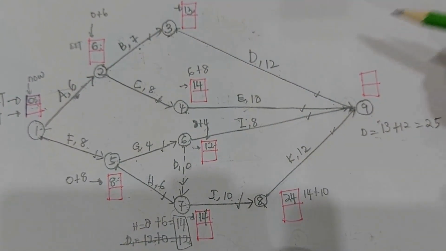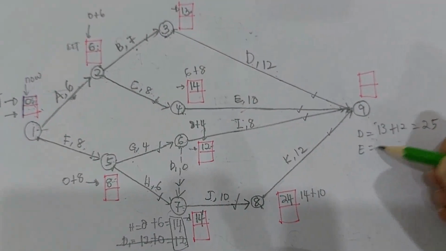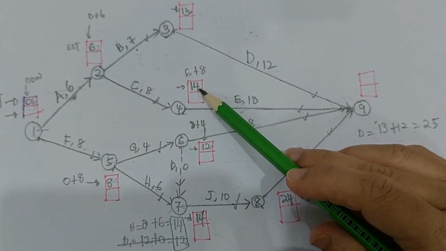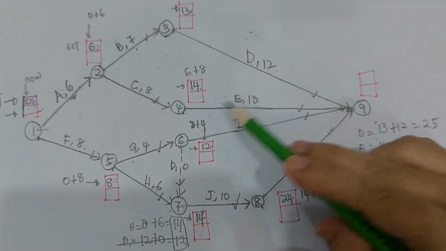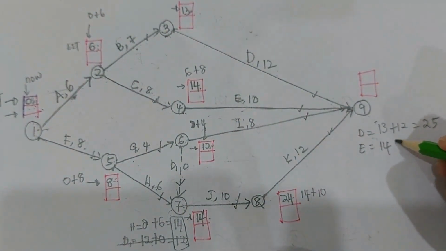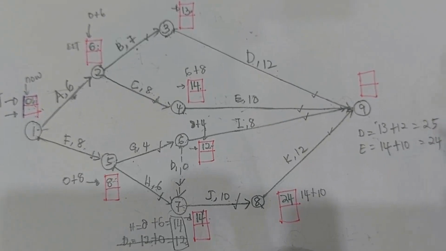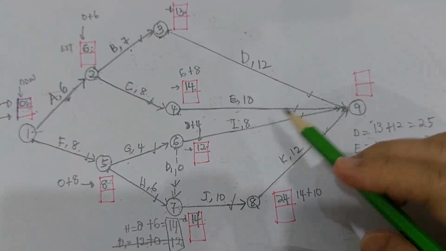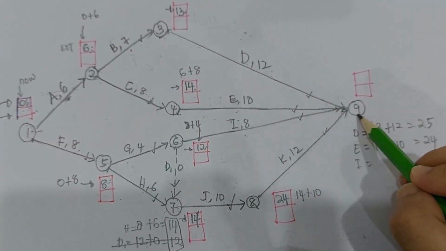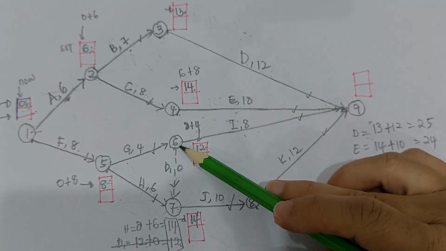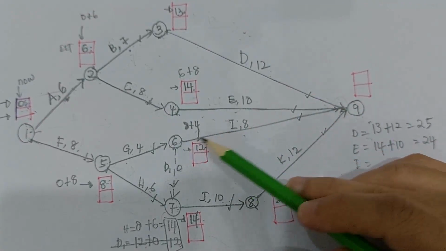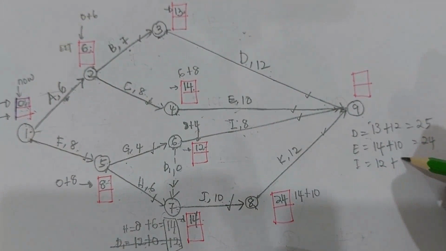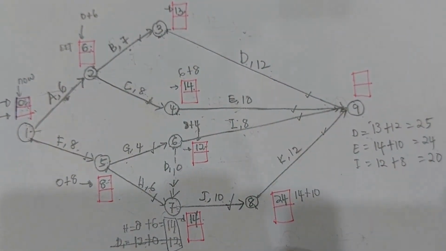The next one is activity E. What is the previous EET for activity E? It comes from event number 4. This is the EET, so it is 14, plus the duration for E, which is 10, equals 24. Then for activity I, which is also pointing at event number 9. It comes from event number 6. What is the EET for event number 6? This is the one, 12. Plus the duration for I, 8, equals 24.